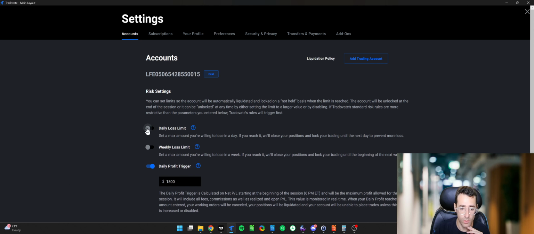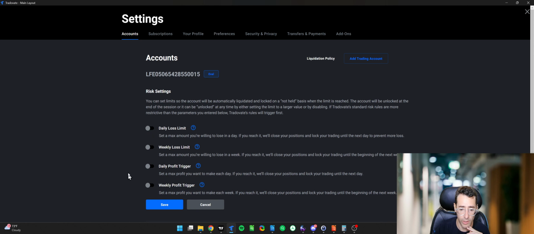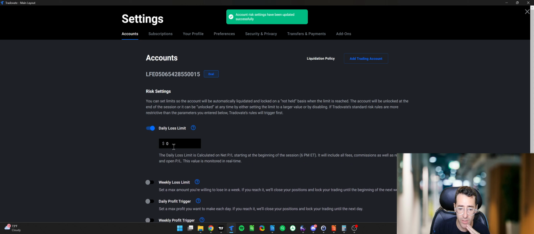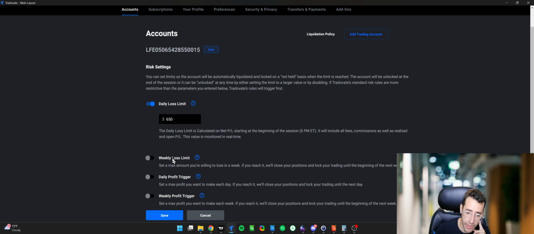I set my daily loss limit. It looks like this when you first look at it. So risk settings, daily loss limit. My tolerance is 650, but you can set this to 400. You can set it to 200, whatever. My risk is 650. We have weekly loss limit. Don't really care about that.